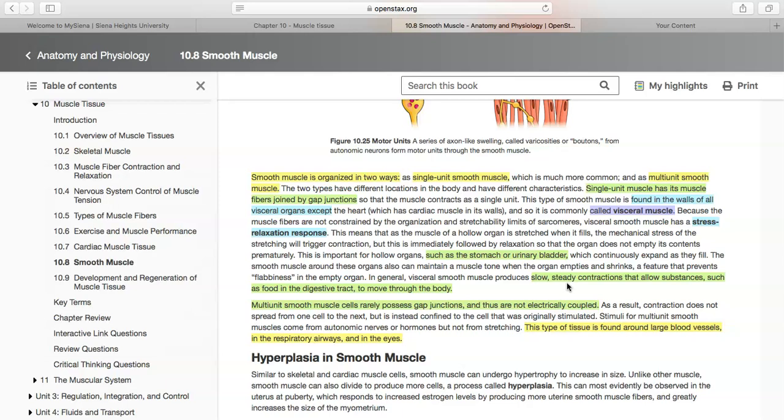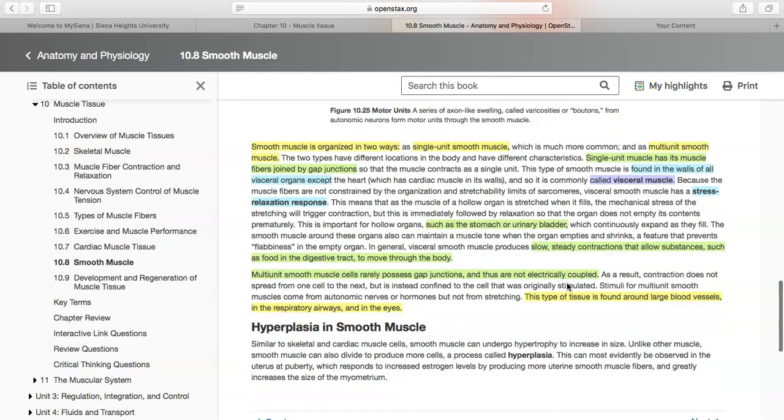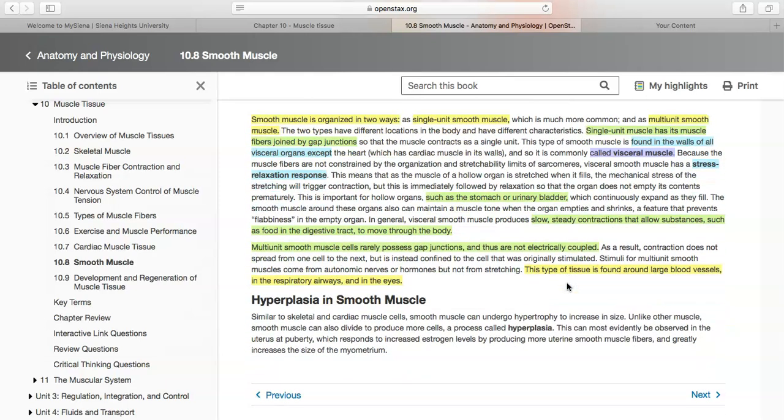Smooth muscle can be organized in one of two ways, and it's right in the name. As a single unit muscle cell, which is the most common, and as a multi-unit smooth muscle. The two types have different locations and different characteristics, but let's get right into it.